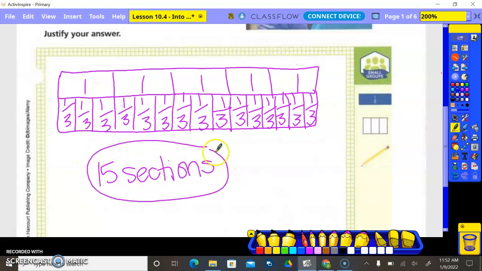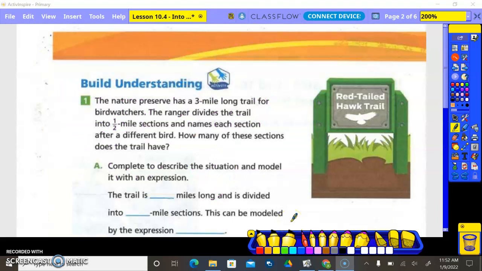for the different tours. Build understanding. The nature preserve has a 3-mile long trail for bird watchers. The ranger divides the trail into half-mile sections and names each section after a different bird. How many of these sections does the trail have? So you have 3 miles, half-mile sections, and then how many of these sections does the trail have?